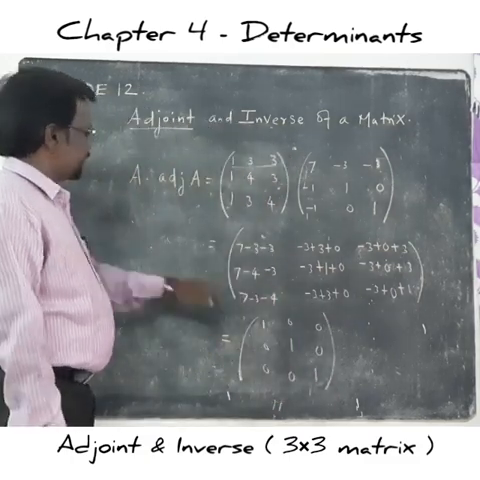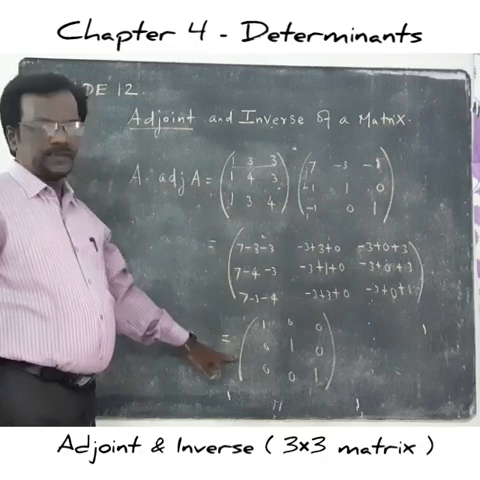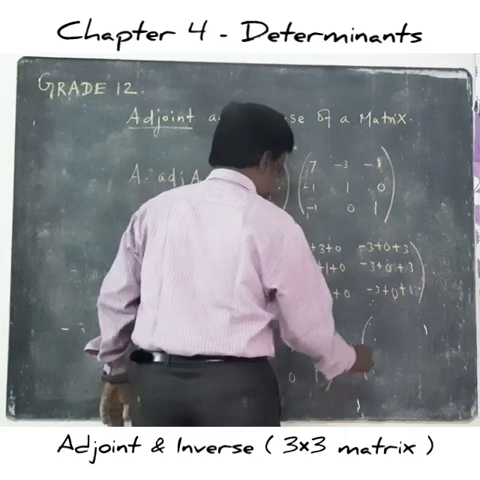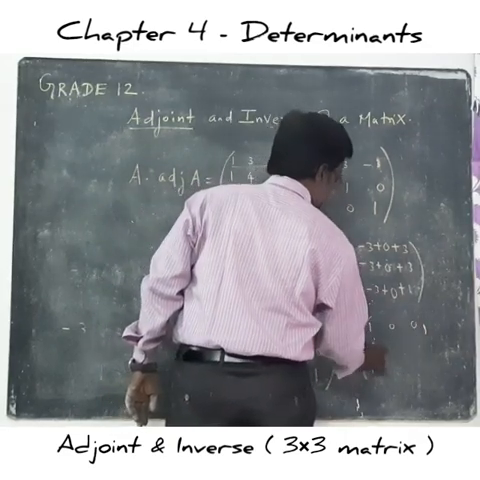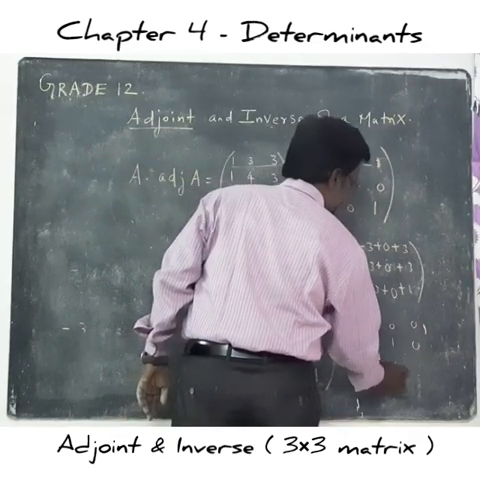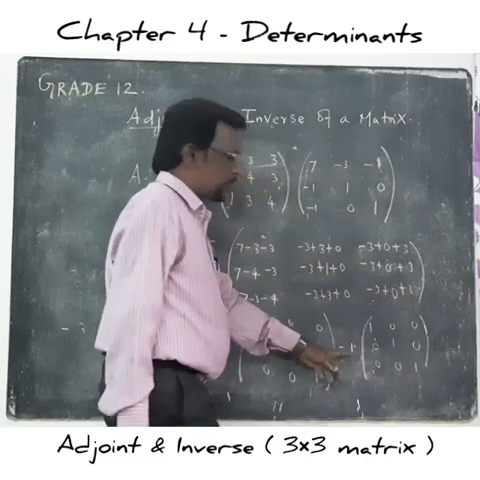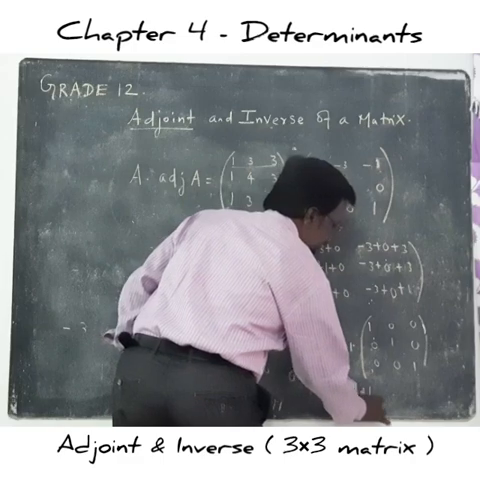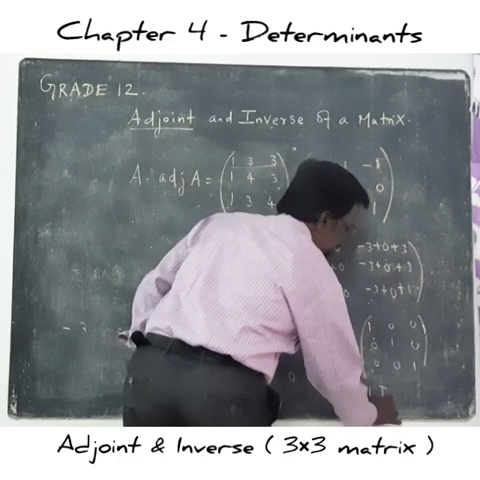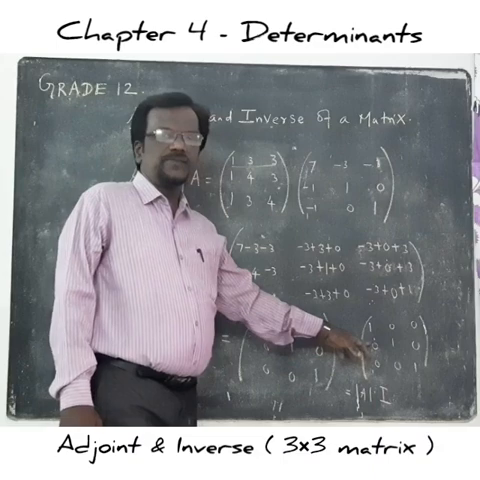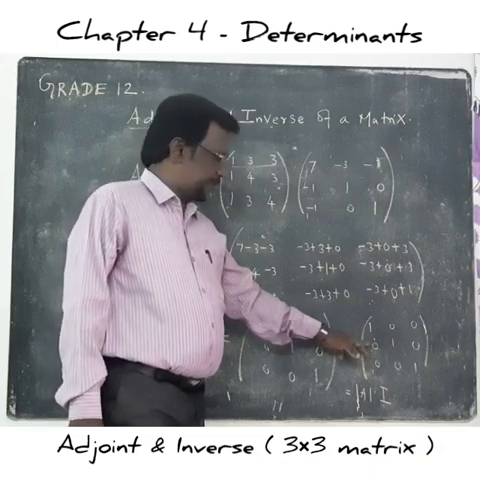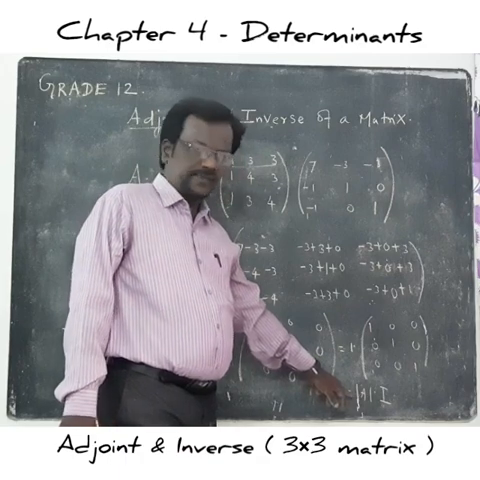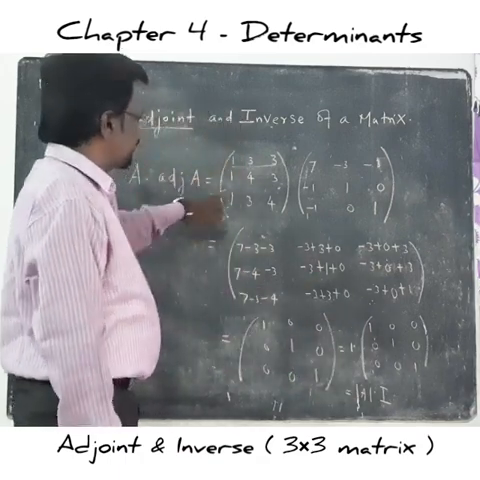Here we have got A into adjoint A equal to another matrix. So 1 into 1, 0, 0, 0, 1, 0, 0, 0, 1. Why have I written 1? This is nothing but A into I, so this is the unit matrix of order 3, okay? So why have I written this one? This is the determinant value of A, isn't it? Is it the value of the determinant of A?